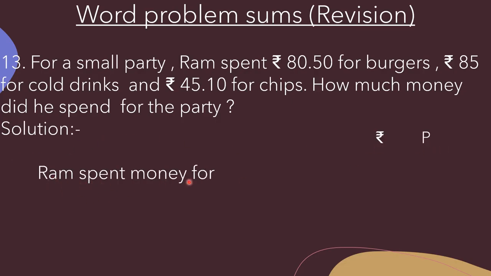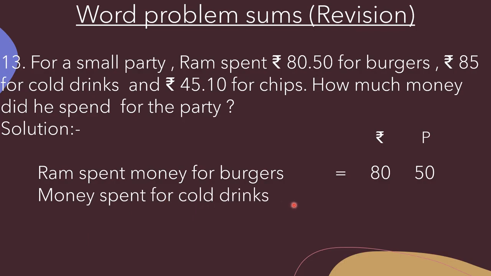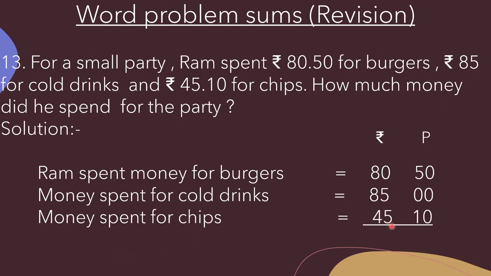Then we will write the statement. Ram spent money for burgers, that is equal to 80 rupees 50 paise. Money spent for cold drinks, that is equal to 85 rupees. And money spent for chips, that is equal to 45 rupees 10 paise. Now we have to find out the money spent for the party. Okay. So for that we will add the given amount. So here we will put plus sign. Now we will start from our right hand side.